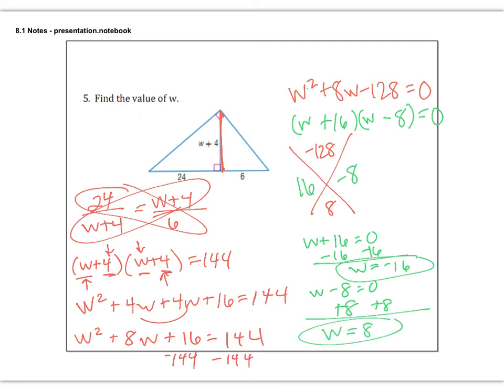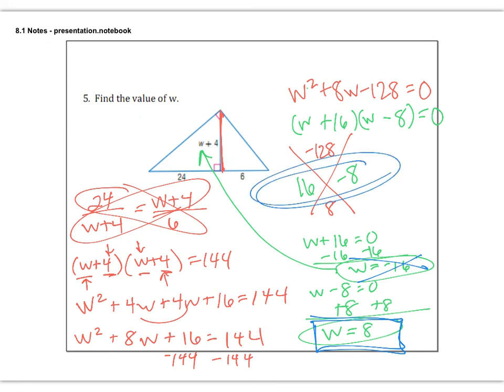Now, you have to check, do both of these make sense? The negative 16, if we plug it in for the height or the altitude, doesn't really make sense. We'd wind up with a negative 12 for a height, and you don't want a negative height. So you just cross that one out, and our answer is 8. A lot of people, when they get to this point, they just take the opposites of what the factors were and skip all this work down here. So you can do that as well. Take the opposite of 16 and you would get negative 16, the opposite of negative 8, and you'd get positive 8. All right, good luck.